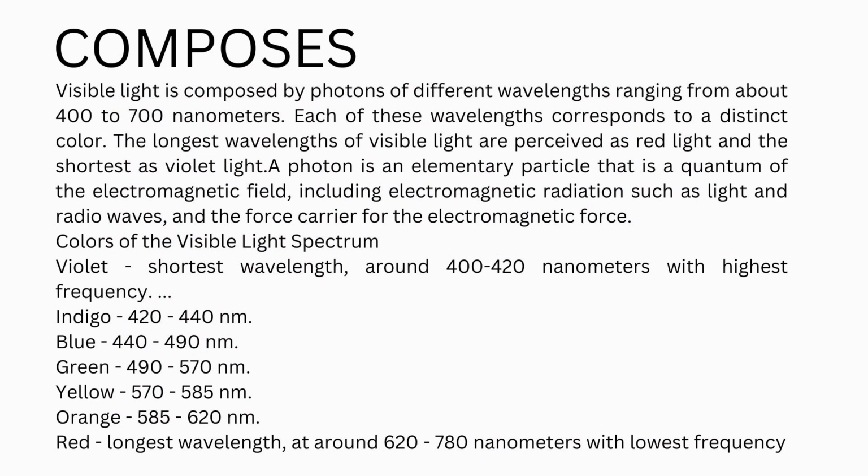Visible light is composed of photons at different wavelengths ranging from about 400 to 700 nanometers. Each of these wavelengths corresponds to a distinct color. The longest wavelengths of visible light are perceived as red light and the shortest as violet light. A photon is an elementary particle that is a quantum of the electromagnetic field, including electromagnetic radiation such as light and radio waves, and the force carrier for the electromagnetic force.